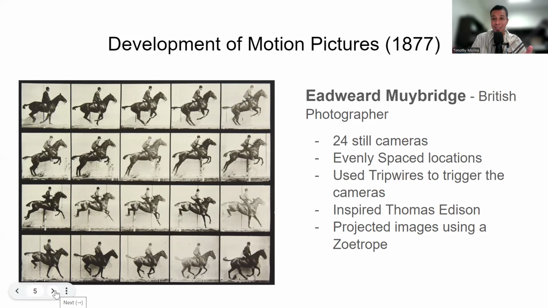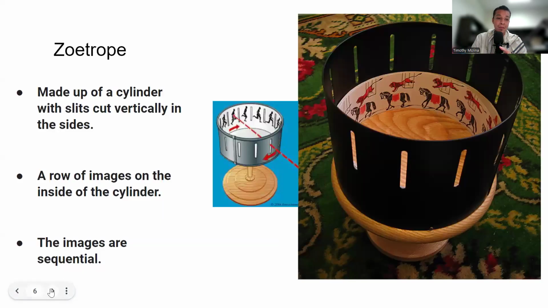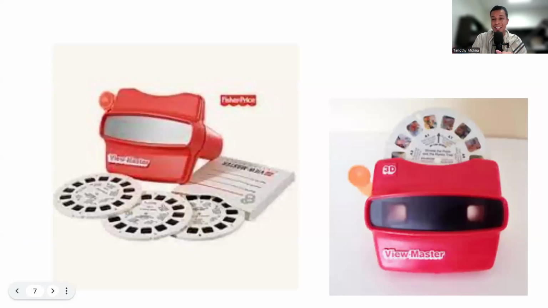And essentially, it helped to settle a bet, but it also sparked the innovation to pursue cameras that would actually work quickly enough to give us what we know today as motion picture. So this development was kind of slow coming, but there was a zoetrope that they used to display the images of the horse. It was made up of a cylinder with slits, just like you see here, and a row of images on the inside of the cylinder helped to spin the pictures fast enough to give you images in motion and in sequence. Kind of relates to the 1980s ViewMaster.